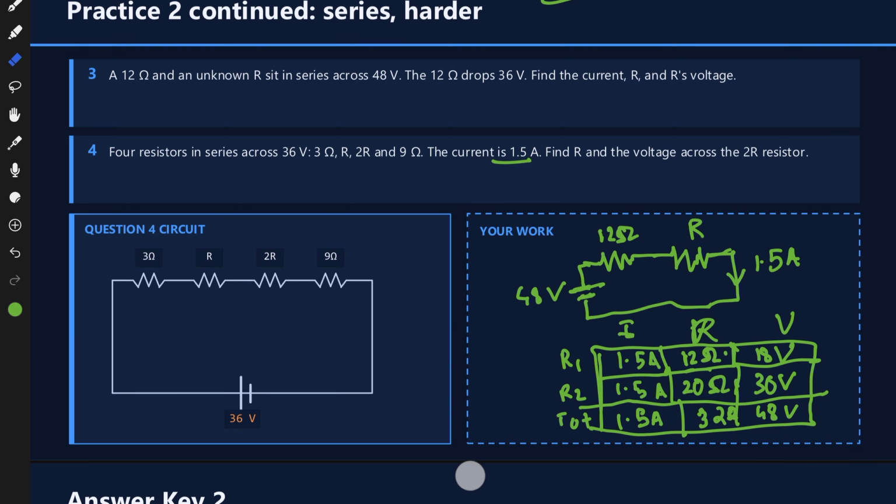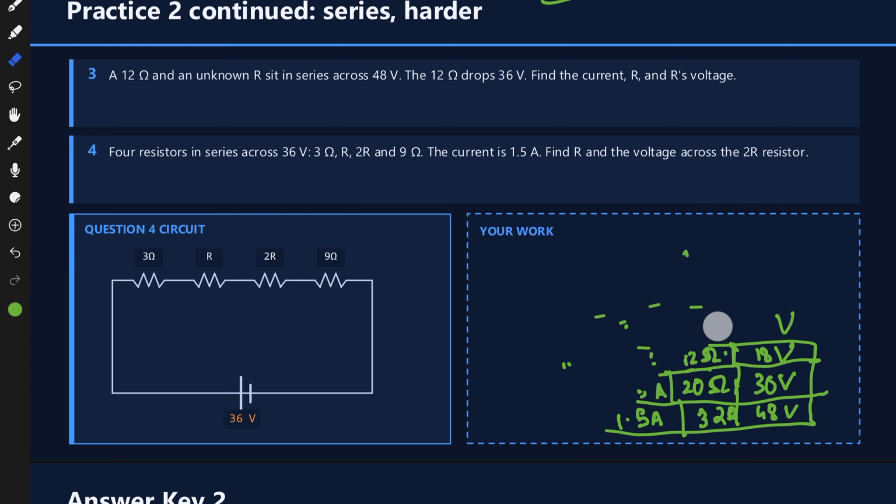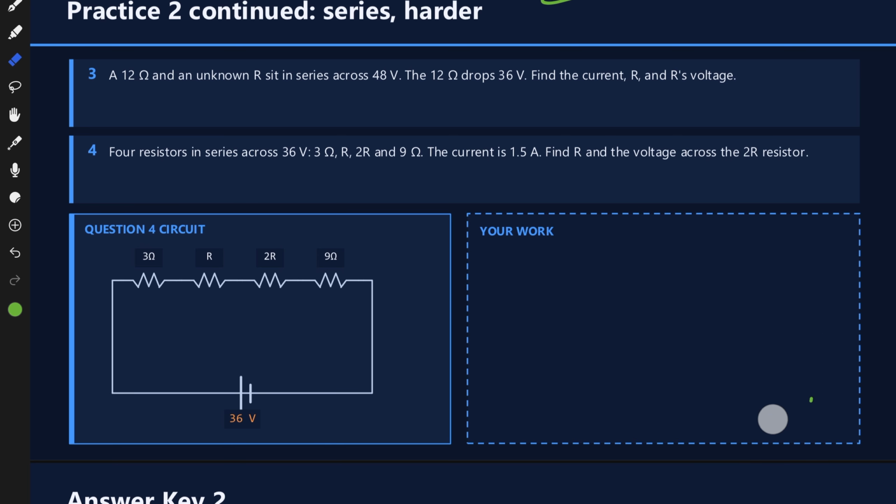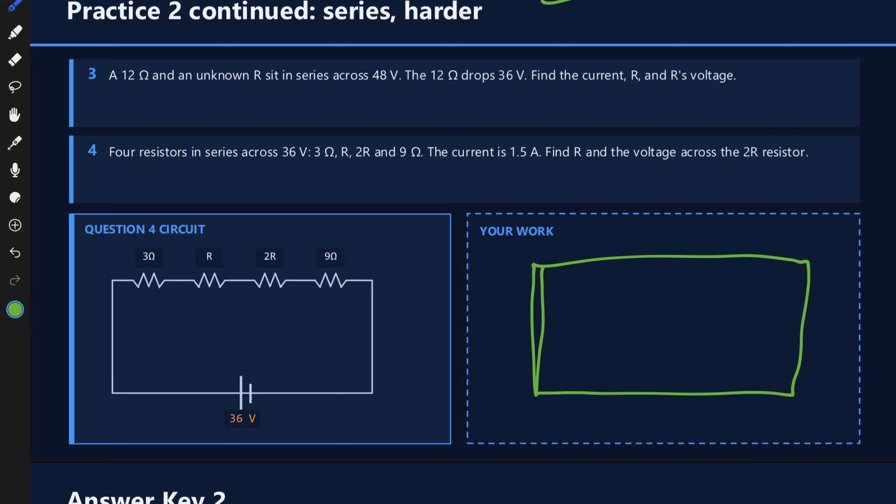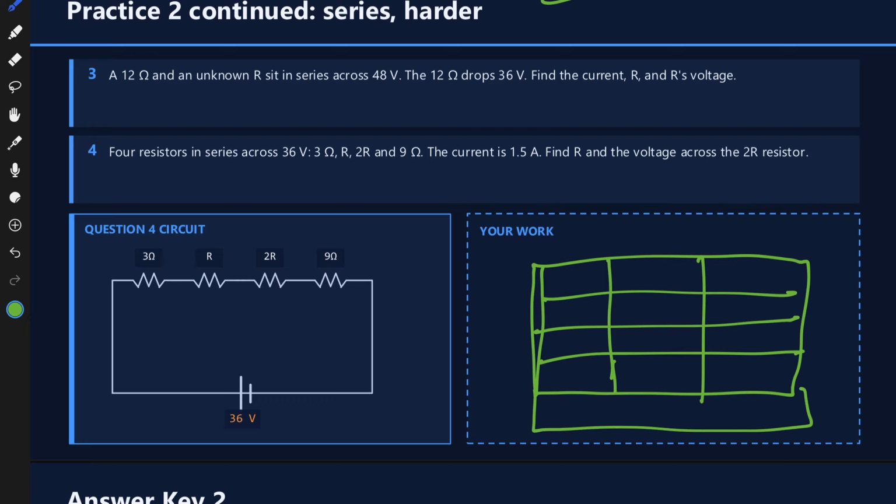All right. Now let's look at our final ordeal. We have 4 resistors in series across 36 volts: 3 ohms, R ohms, 2R ohms, and 9 ohms. Find R and the voltage across the 2R resistor. So as always, we can just draw our IRV charts, right? Here I'm going to need a total section here as well. R1, R2, R3, R4, total.